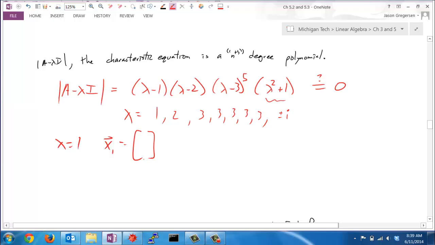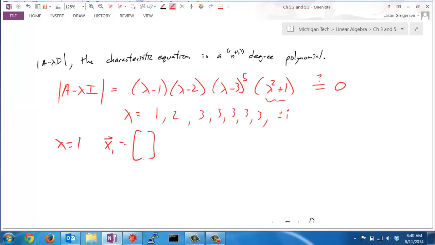The problem is what happens when I plug in lambda equals 3. I'd like to get 5. Sometimes I'll get 5. Sometimes I won't get 5. I have to get 1, but that's all I'm guaranteed. I could get 1, I could get 2, I could get 3, I could get 5. That's going to be a problem. If I can't get 5 independent eigenvectors when I plug in lambda equals 3, I'm not going to have enough linearly independent vectors to form my matrix P to do the diagonalization. That's going to be a problem.